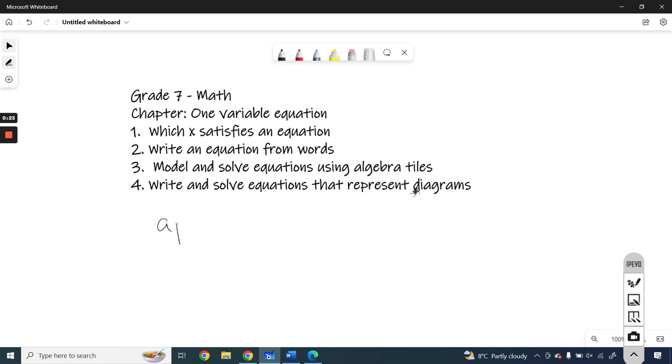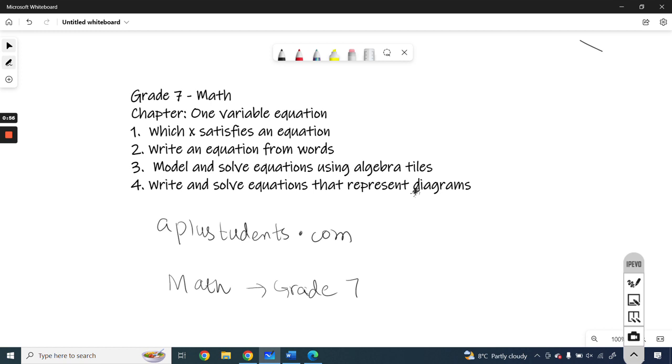So you can find all the lessons on aplusstudents.com. You have to log in there using your email address and password, as provided by the administrator. Then you have to select math from the subject tab, scroll down to grade 7, and then click on view all lessons. There you can find chapter 1, variable equation.